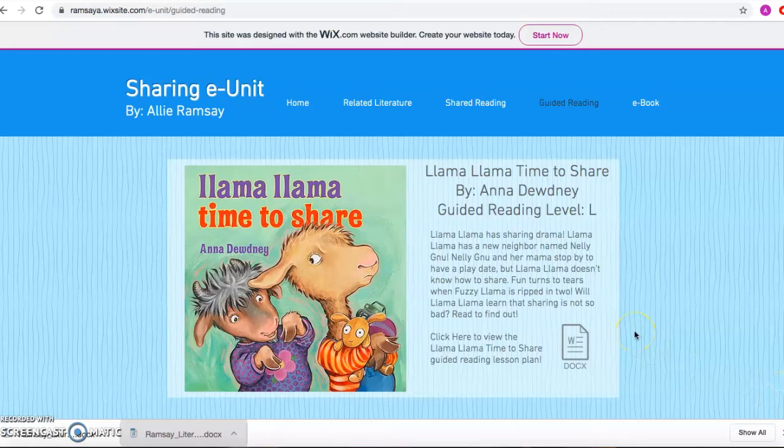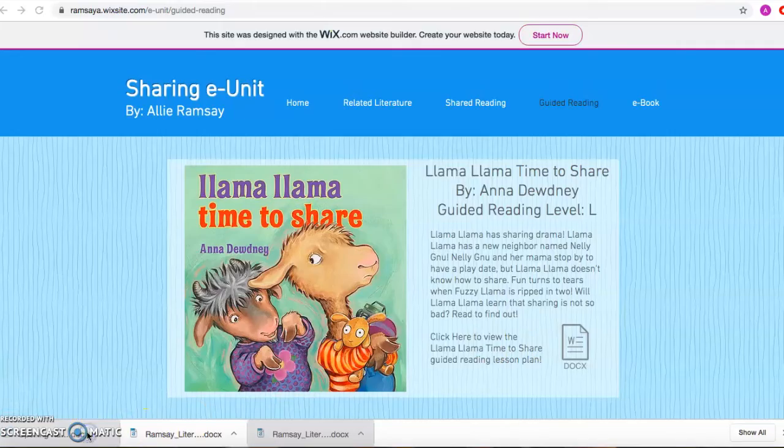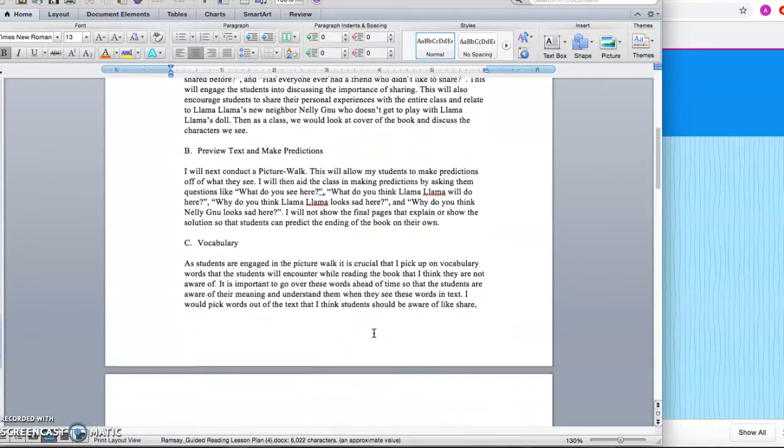Next is my guided reading plan. I chose to do mine on the book Llama Llama Time to Share, written and illustrated by Anna Dewdney. The guided reading plan has 5 parts. These are the 5 parts.